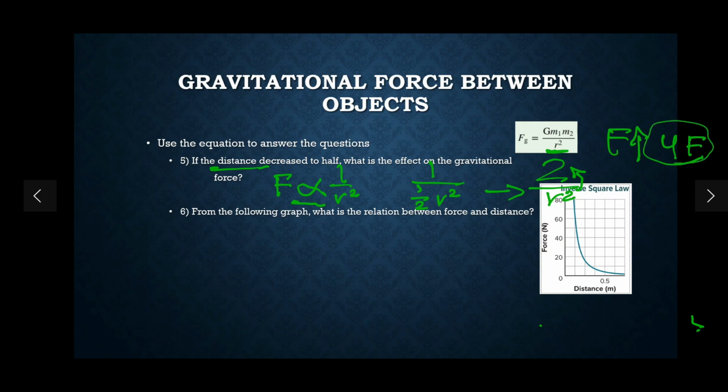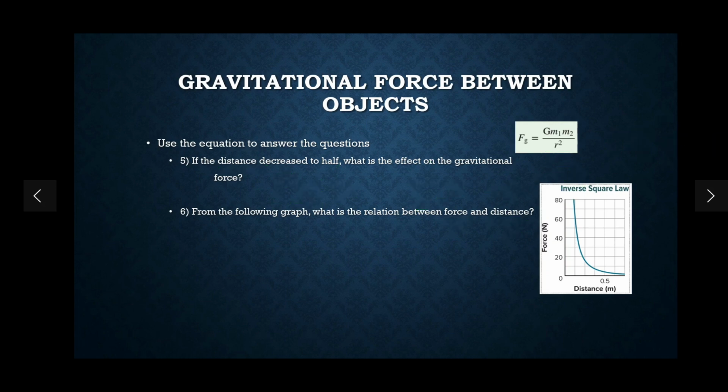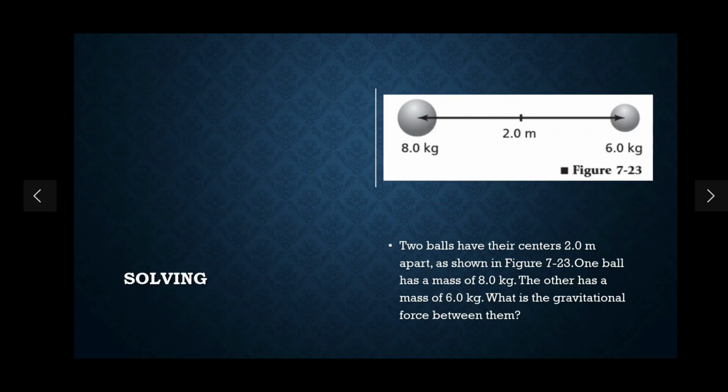Let's see from the following graph what is the relationship between force, or F, and distance, which is R. See, it has an inversely squared, or inversely proportional relationship. That is an always constant relationship between these values. Let's move on. Let's solve a question.